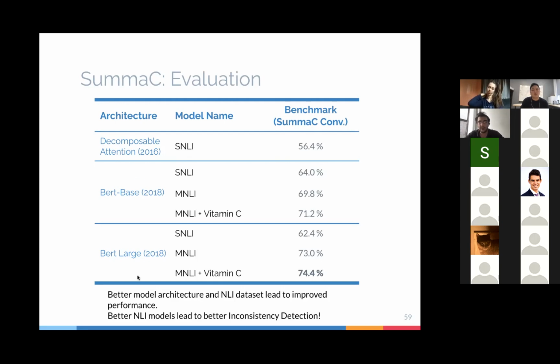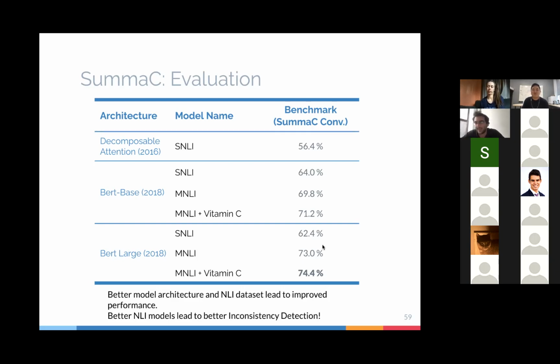And as time goes by, and as you use BERT base and then BERT large, and as you go from SNLI to using MNLI, which is a better data set for NLI, and then as you add VitC, which is a very recent addition from, I think, the last 6 months, you see the results just keep gradually going up.